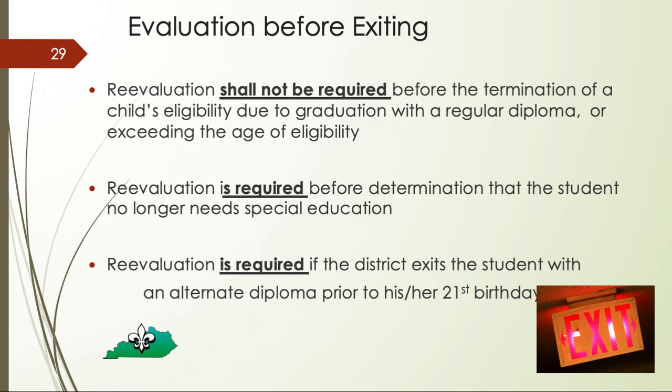A reevaluation is not required before the termination of a student's eligibility due to graduation with a diploma or exceeding the age of eligibility. If the district plans to exit the student with a certificate prior to the student's 21st birthday, a reevaluation is required.